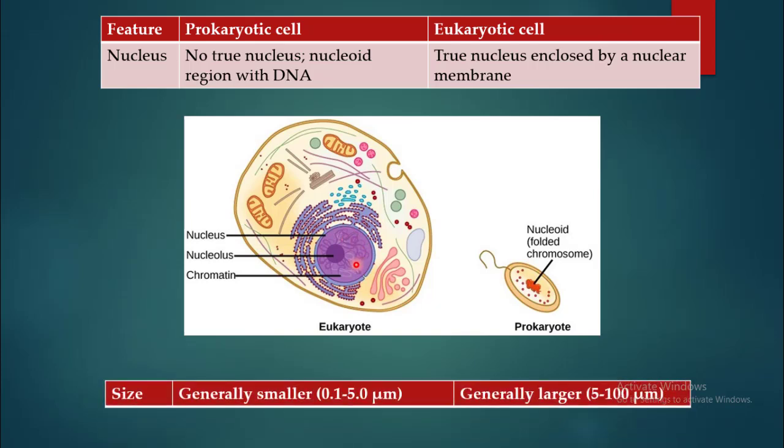If you talk about the size between the prokaryotic and the eukaryotic cell, the prokaryotic cells are generally smaller, and the eukaryotic cells are generally larger than the prokaryotic cells. And these are the ranges where you can see the size of the prokaryotic cell. They can be from 0.1 to 5 micron. The eukaryotes are from 5 to 100 micron.